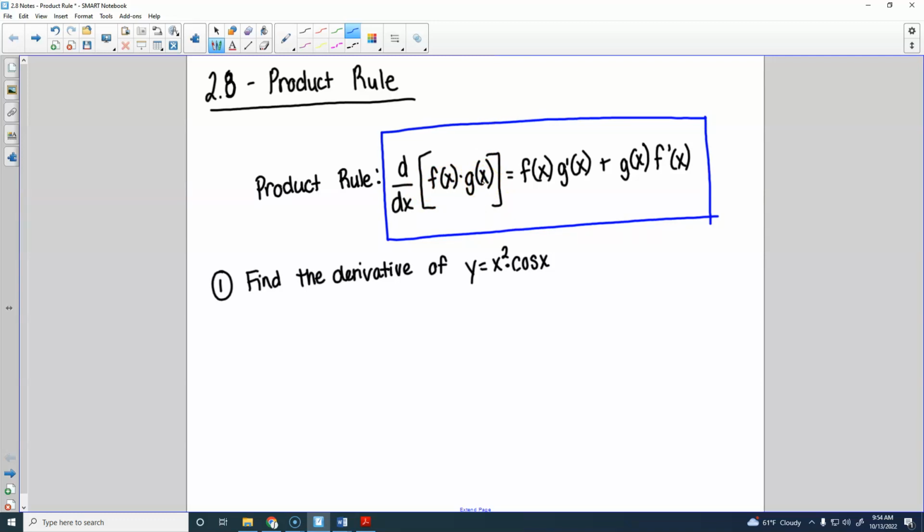Right? So the product rule tells us if we have the derivative of f times g, then our answer is going to be f times g prime, the derivative of g, plus g, just exactly what we have for g, times f prime, the derivative of f.